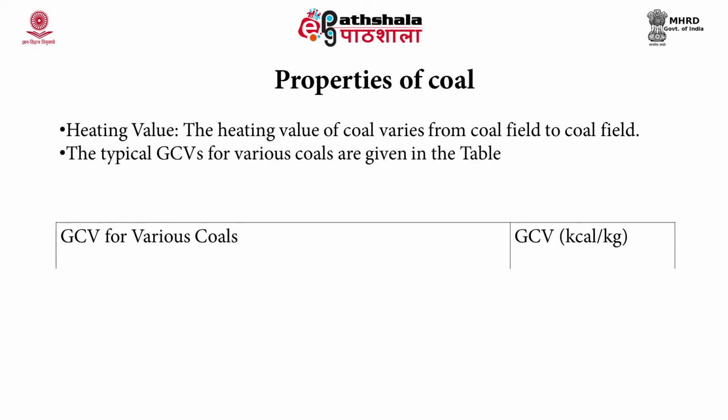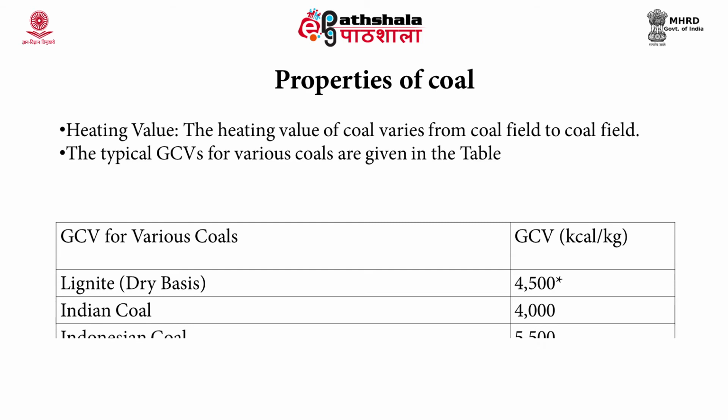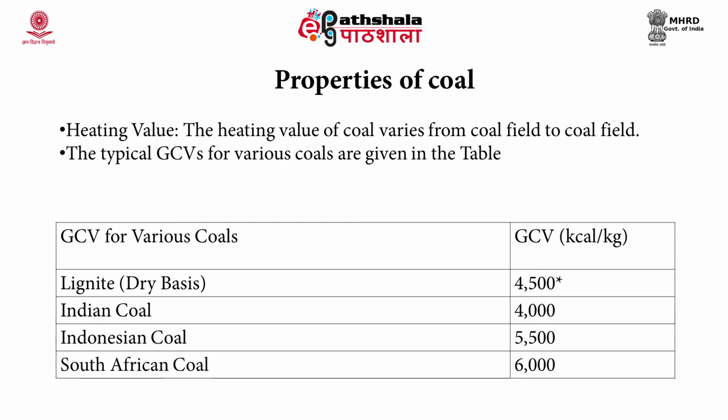You can see in this table the gross calorific value of different coal. You can see Indian coal is around 4000, Indonesian coal it is 5500, South African coal it is 6000. Here the Indian coal is of the less calorific value, or you can say it has a low grade quality.